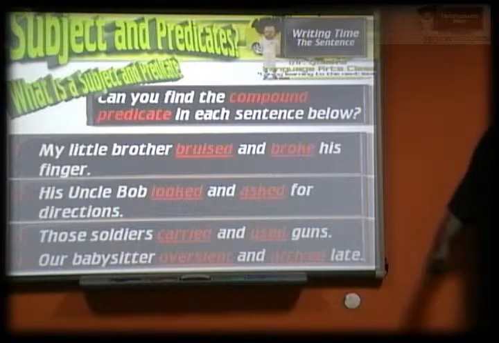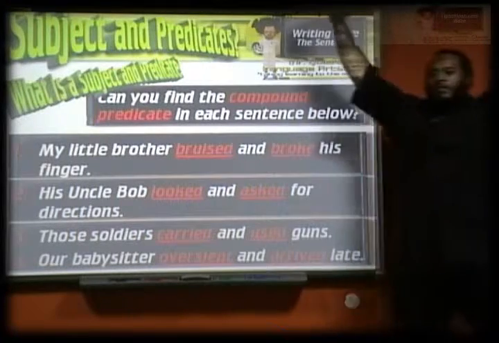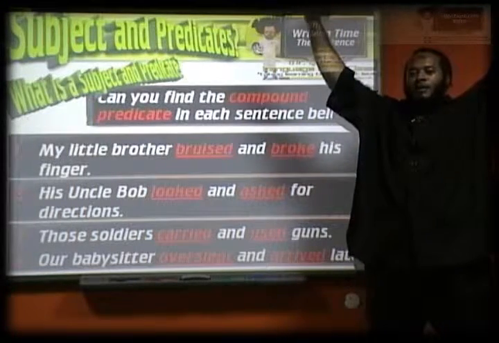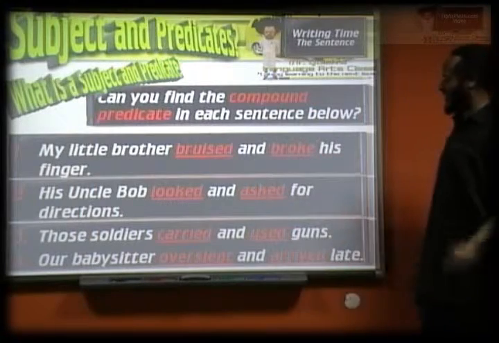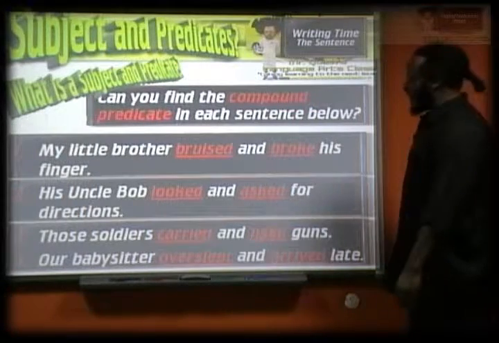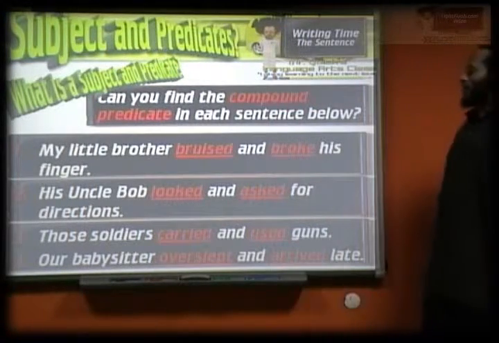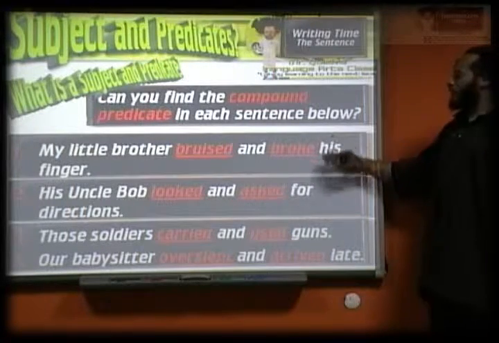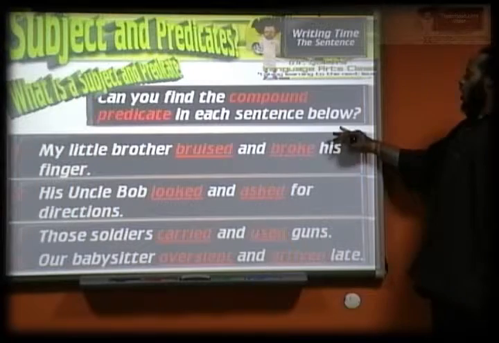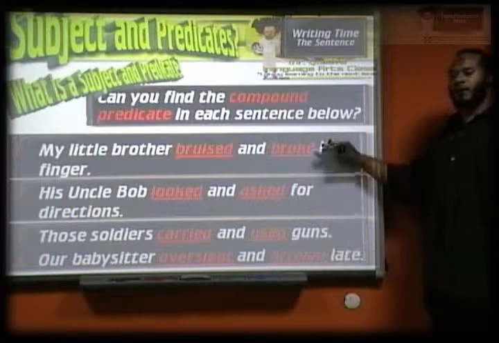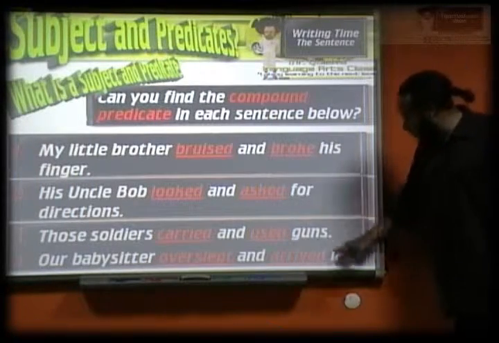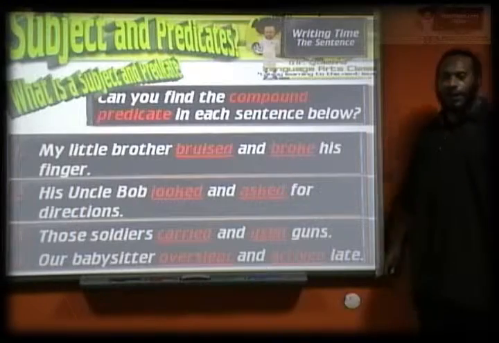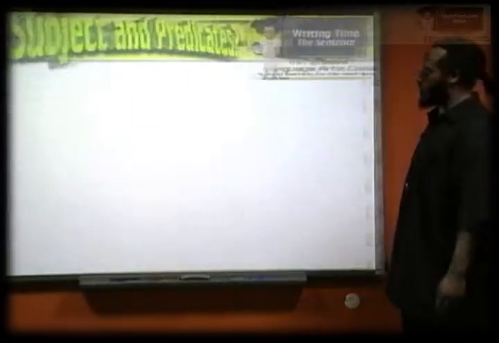Overslept and arrived. If you did it, if you got them all right, put your hands up like this. Okay. Here's the compound predicate, and they are the verbs that make up the compound predicate. If you notice, when looking for the compound predicate, we left off the other words in the predicate itself. Here's for guns, late. Take a look at that. See how we did it. You can do it. Yes.